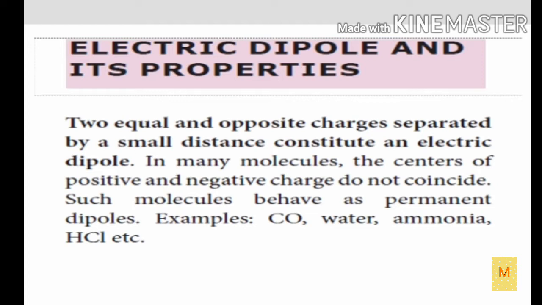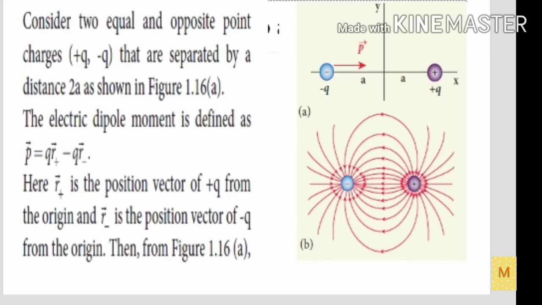In many molecules, the centers of positive and negative charges do not coincide with each other. Such molecules are called permanent dipoles. For example, carbon monoxide, water, ammonia, and hydrogen chloride.